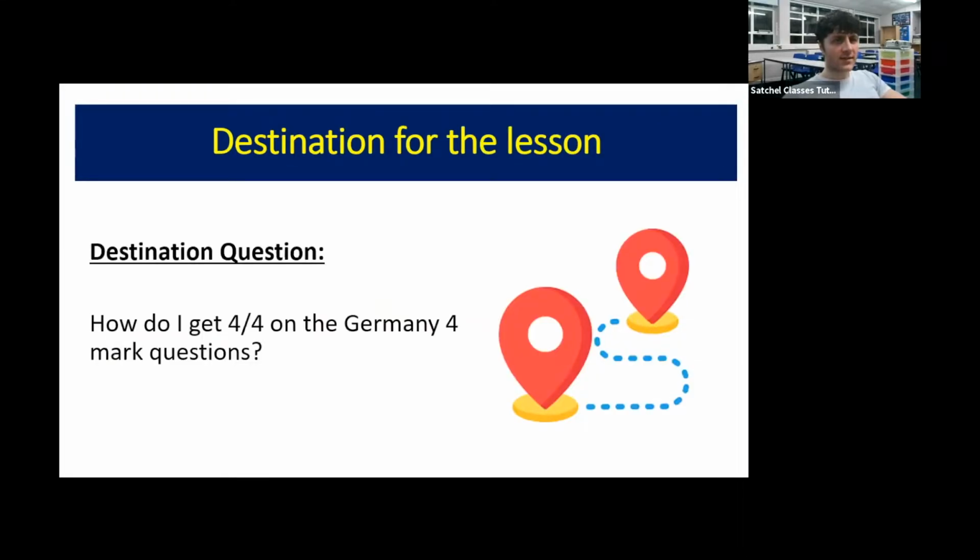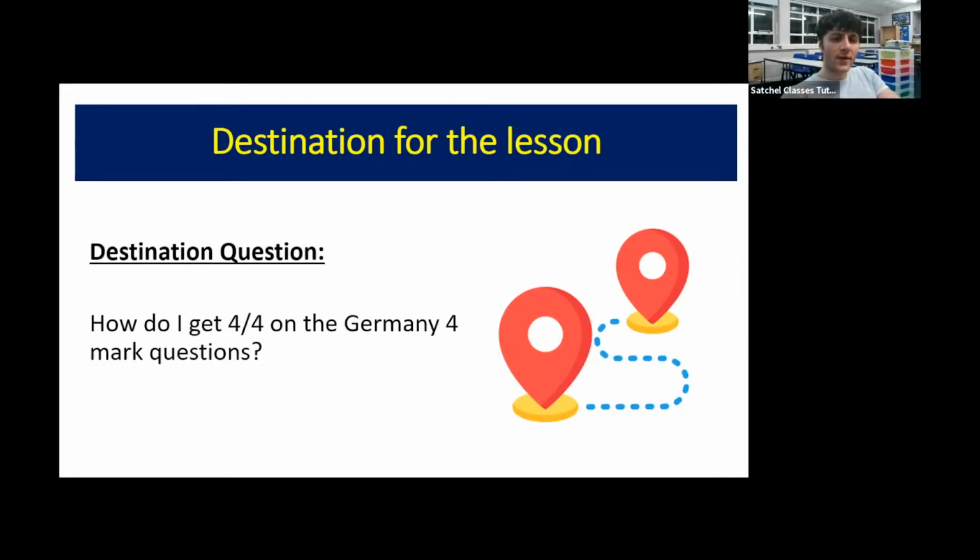So what is our destination for today's lesson? Well, it's nice and simple. The destination question, which we should hopefully be able to answer by the end, is how do I get 4 out of 4 on the Germany 4-mark questions? So there are 2 4-mark questions in the Germany 1890 to 1945 AQA unit. And it is perfectly possible for everyone watching this lesson to get 100% every time on those 2 4-mark questions.